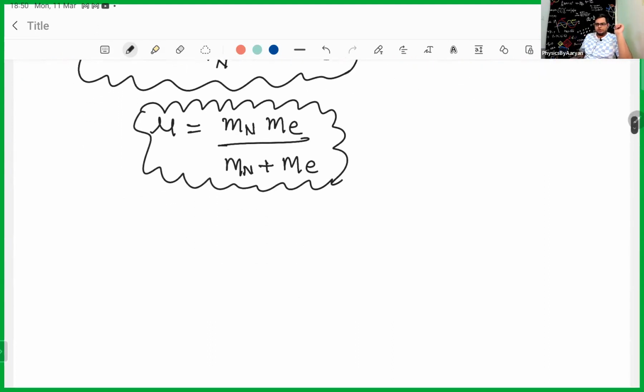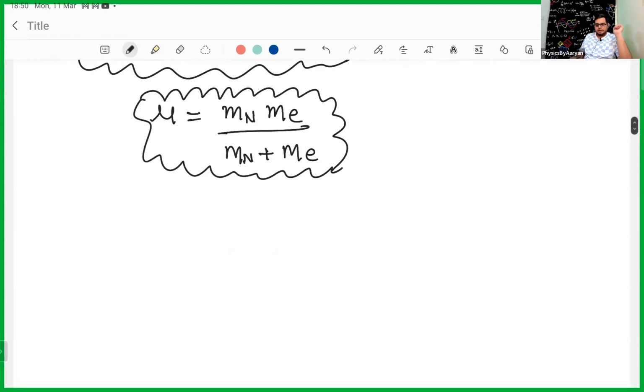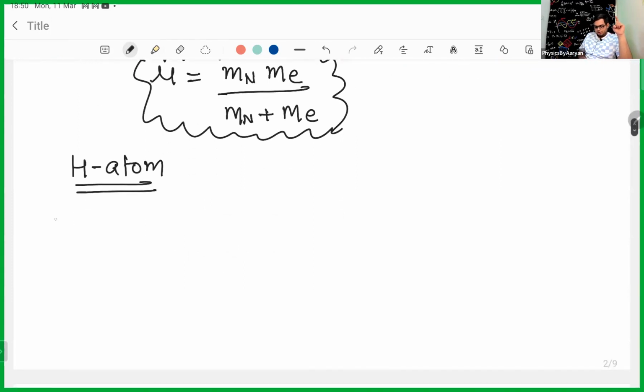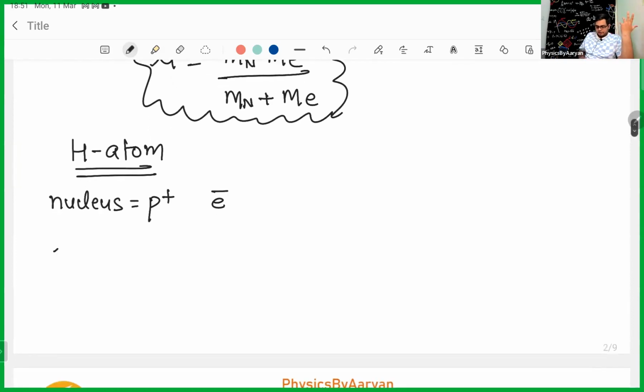Now let's calculate the reduced mass. So let's first calculate the reduced mass for the hydrogen atom. Now in hydrogen atom, who is the nucleus? Proton. And who is the outer electron? Just simply electron. So how will I write the reduced mass?